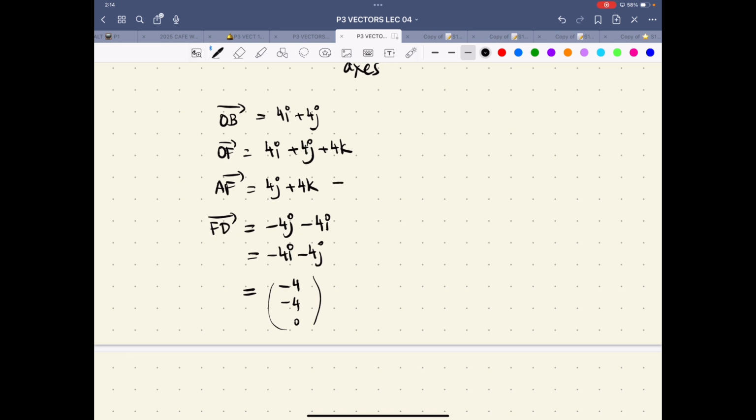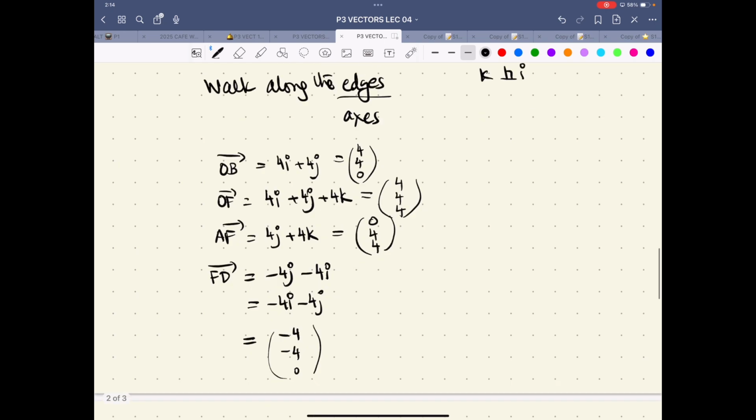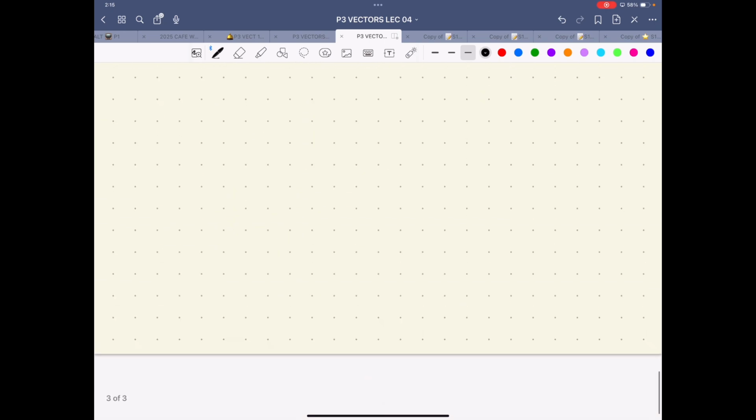Similarly, AF can be written as 0, 4, 4. Similarly, OF can be written as 4, 4, 4. Similarly, OB can be written as 4, 4 and 0. So now, once this thing is clear, what can we use it for? That we will soon see.